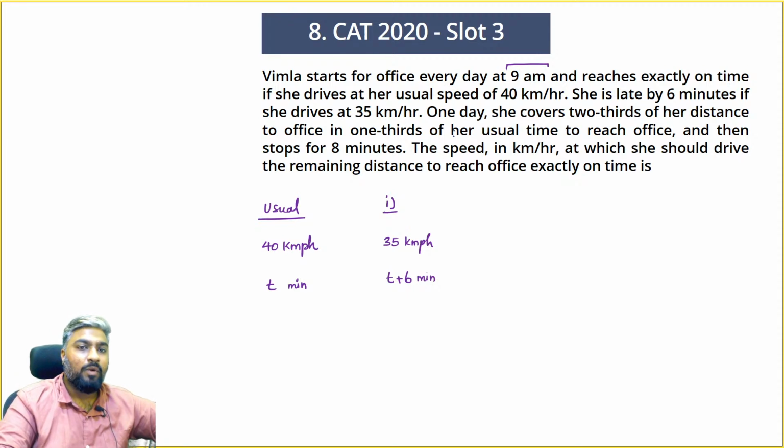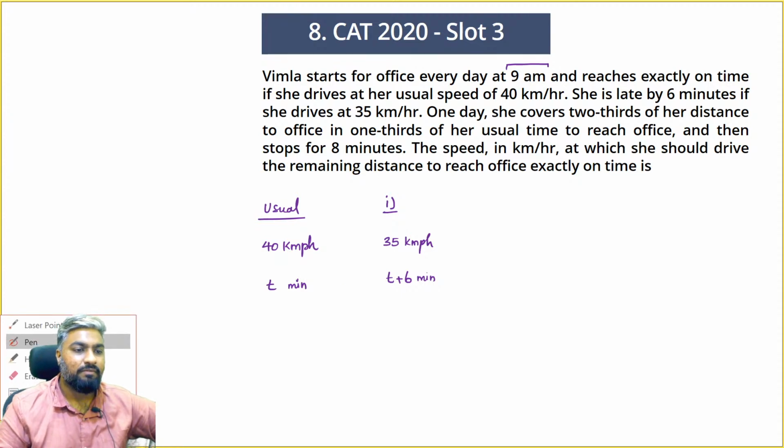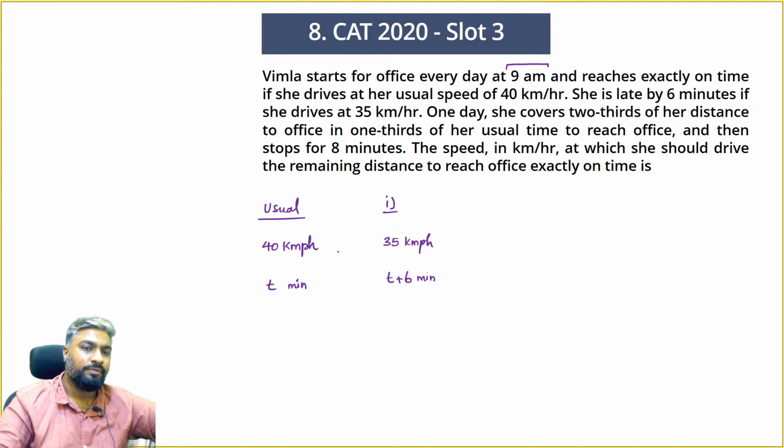Now what are they saying? One day she covers 2/3 of her distance, 1/3. Okay, first let's figure out this t. We have this unknown. Let's first figure out this t, shall we? What is happening here, guys? Can I use a by n rule?